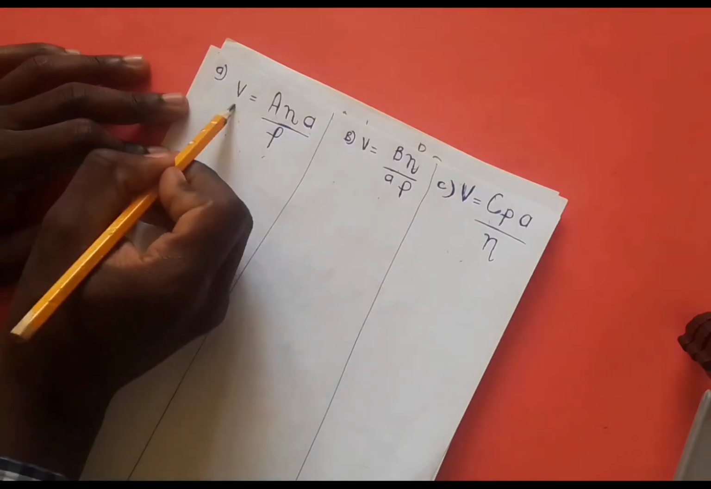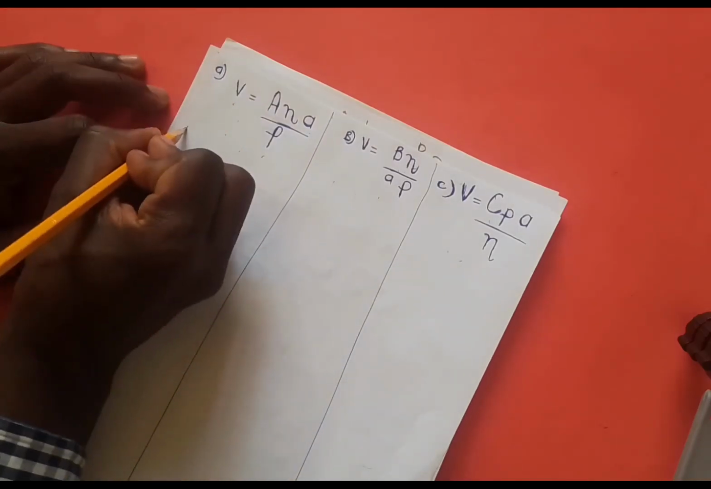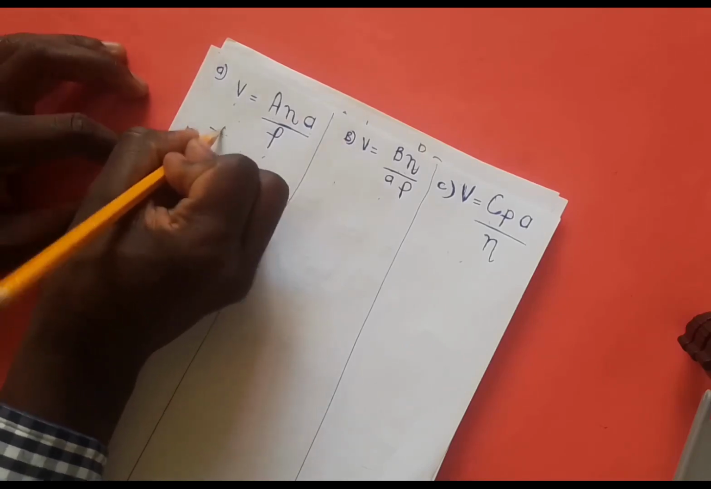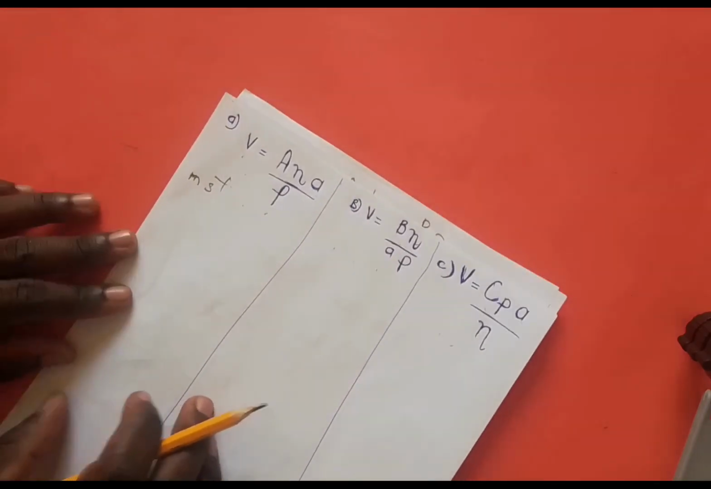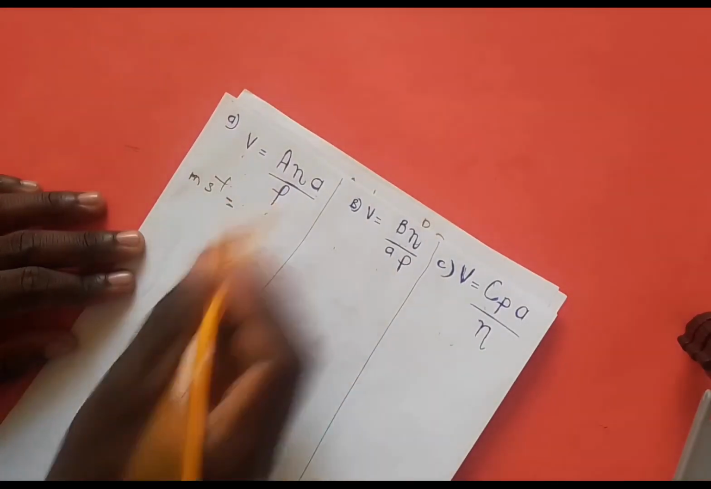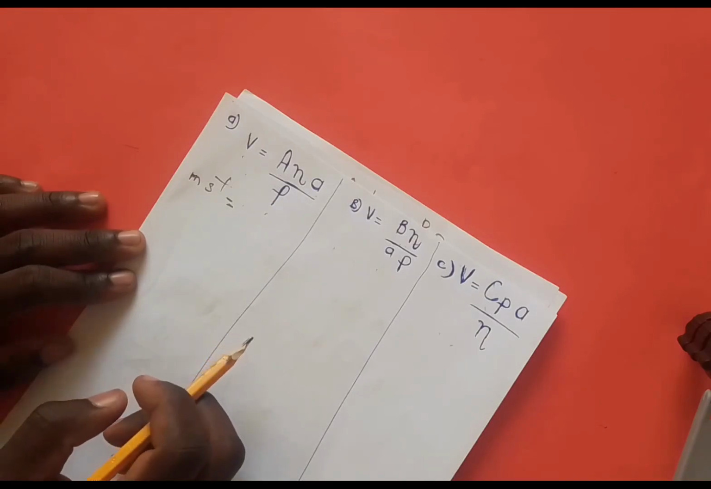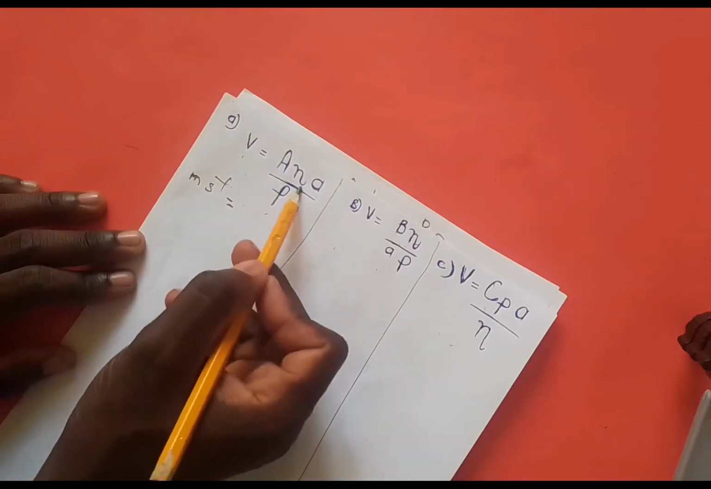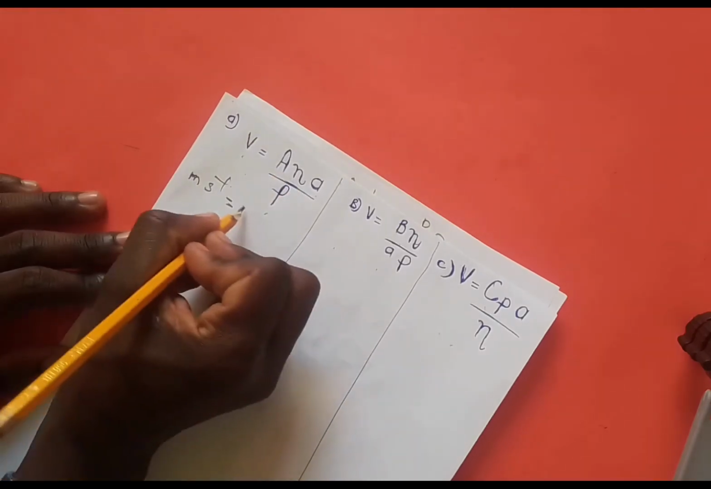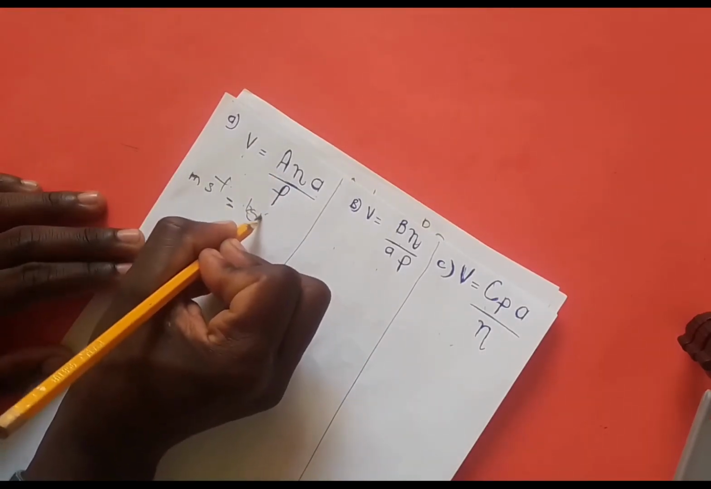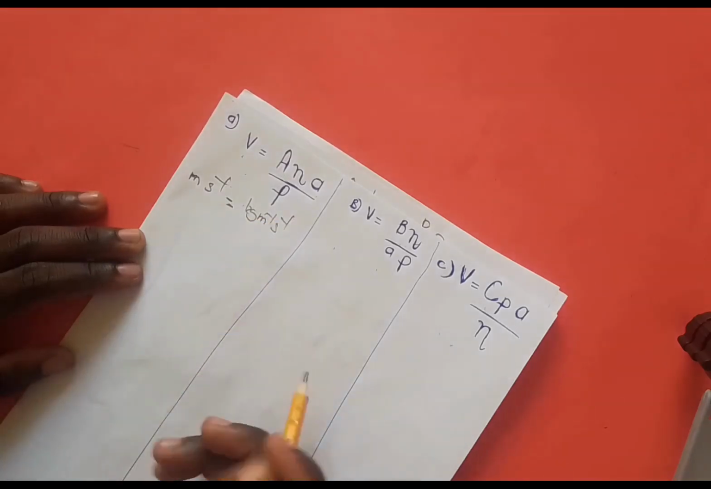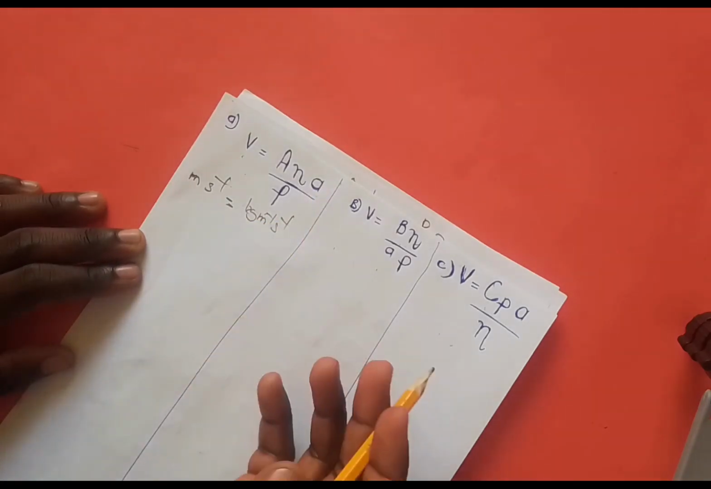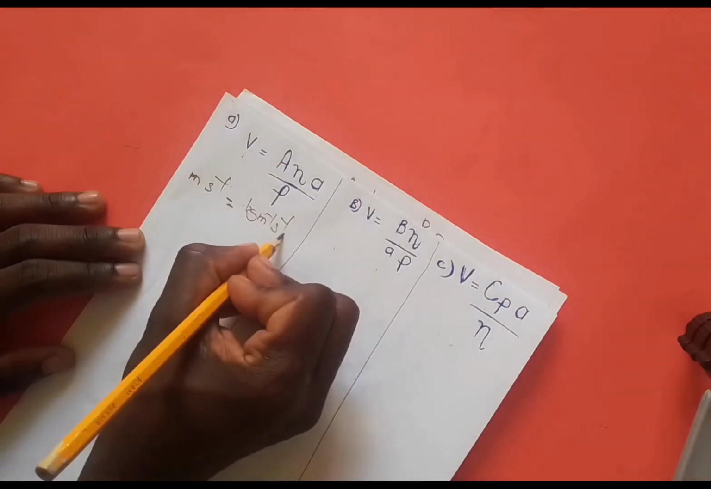The unit for V, the velocity, is meter per second. So meter per second is equal to A, which is a constant, which means it has no units. Then nu, the base unit for nu, is kg per meter per second. Then A is for width. What is the unit for width? It is meters.